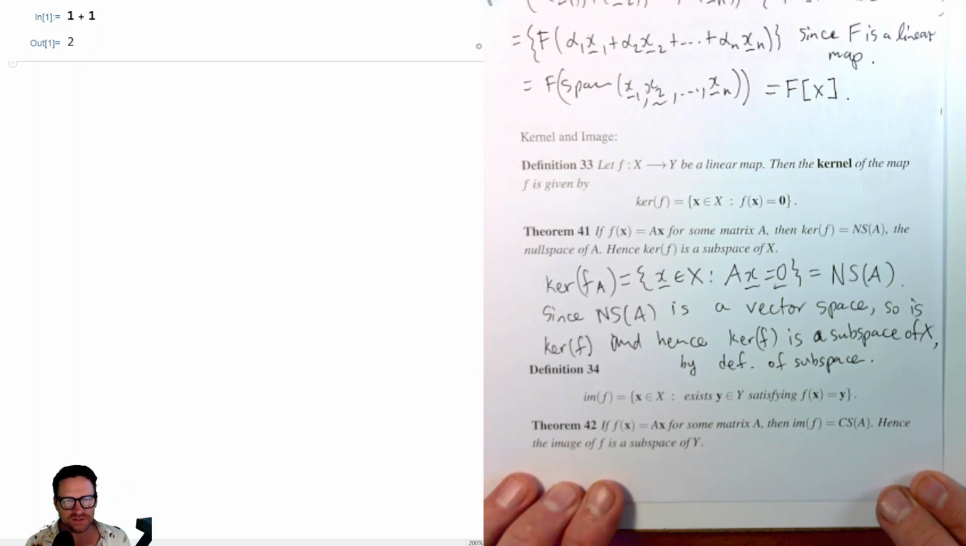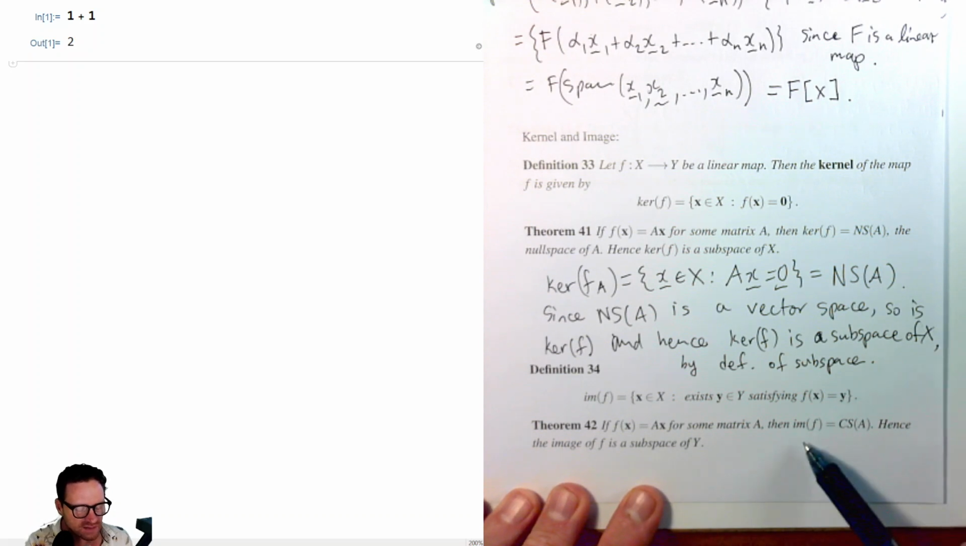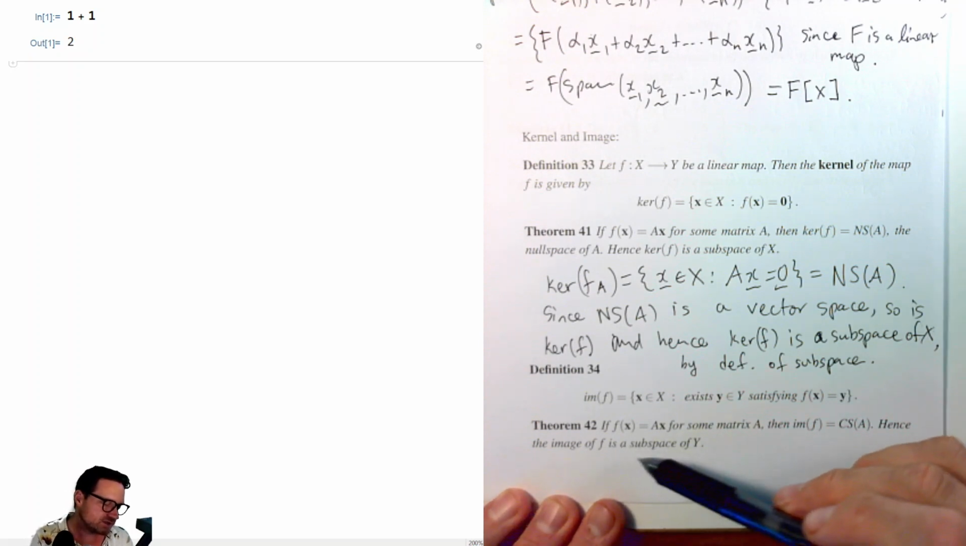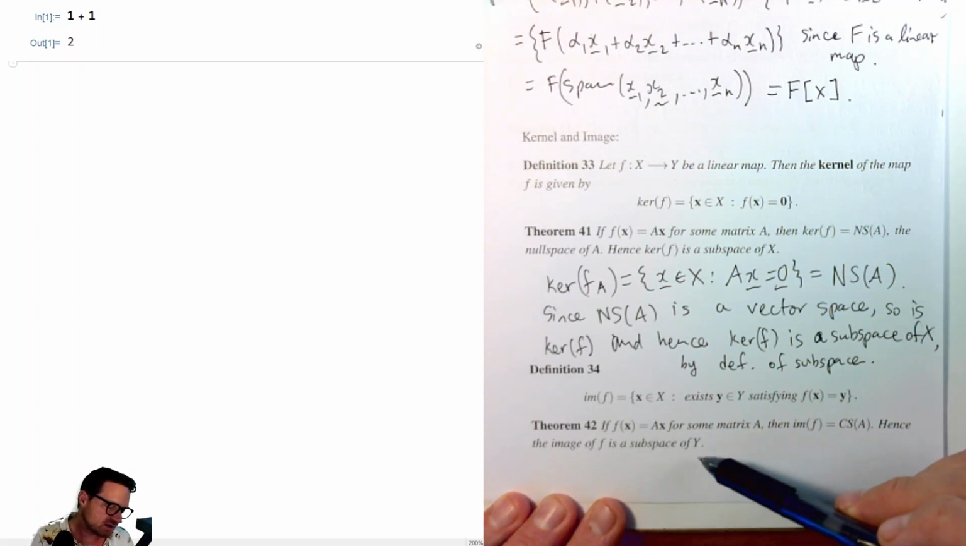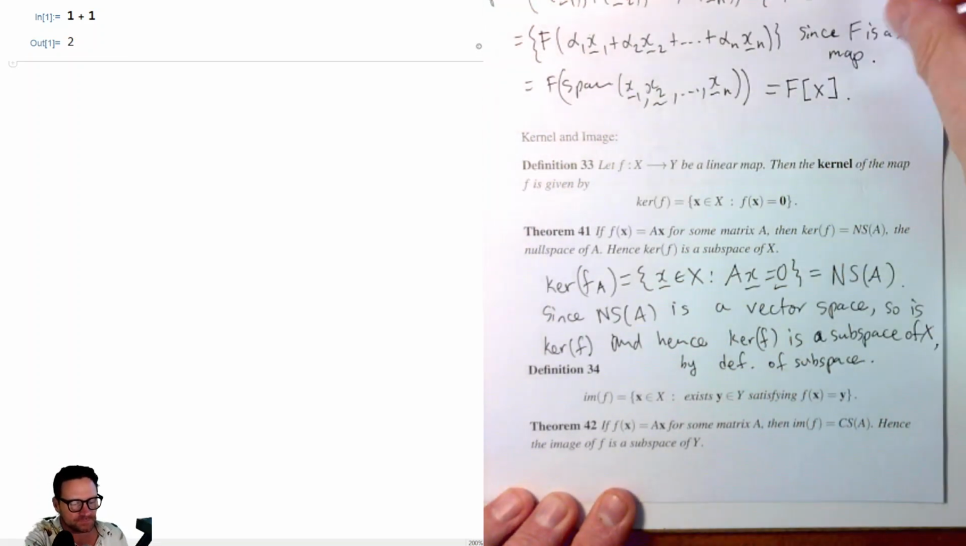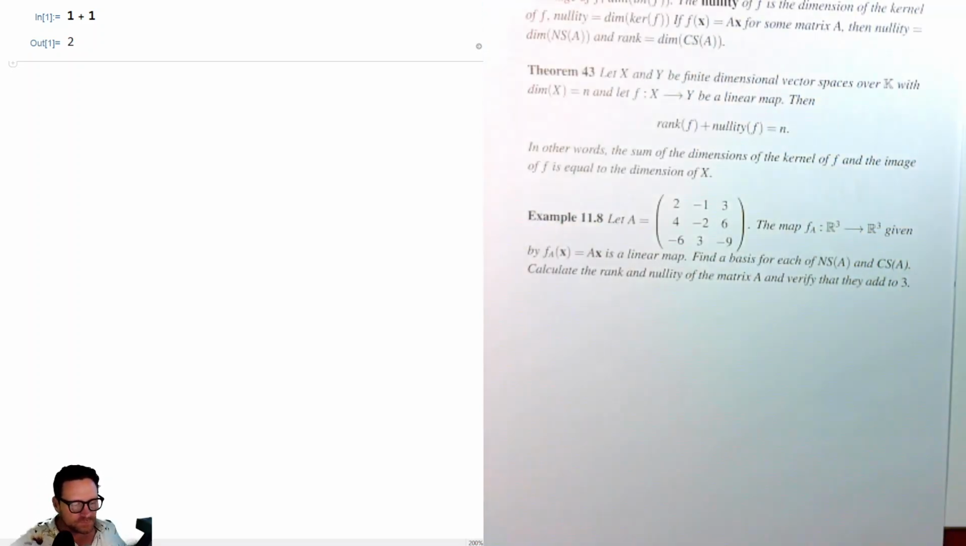Okay, theorem 42. If f of x equals Ax for some matrix A, then the image of f is the column space of A. And remember, that's the set of all linear combinations of the columns of the matrix A. Hence, the image of f is a subspace of Y, because the column space is a vector space. Okay, next page.